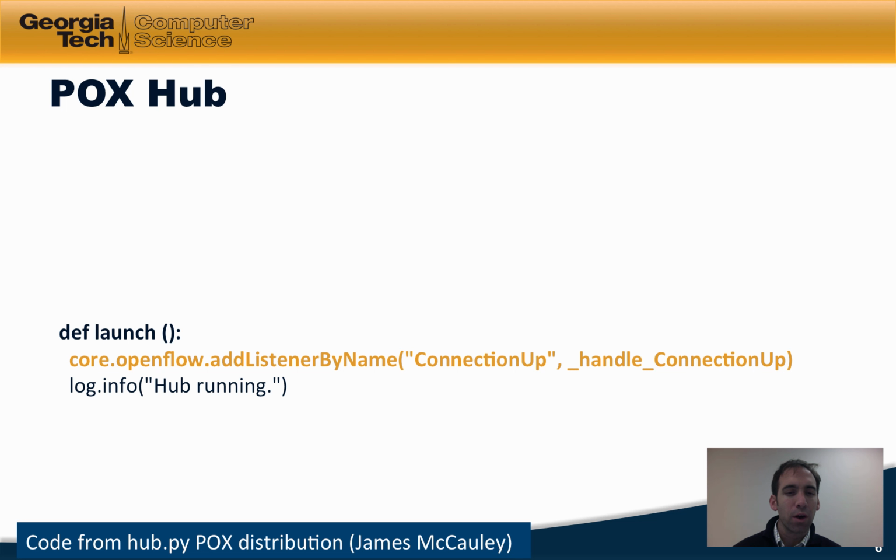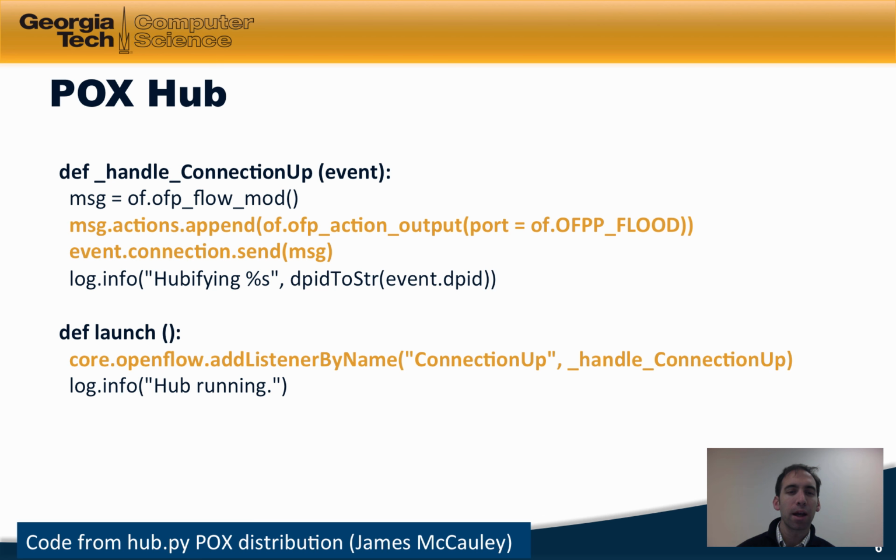Going back to the code in hub.py, we can now see what happens when the POX controller receives a connection attempt from an OpenFlow switch. What's shown here on the slide is the entire POX code for implementing a hub controller. The handle connection up method simply creates a flow modification message that we will send back to the Open vSwitch, telling the switch to modify its flow table entries. So we first create the message, and in that message we append a specific action, which simply is to send the packet on all of the output ports. Once we've created that OpenFlow flow table modification message, we simply send that message to the switch on the connection that we have from the Open vSwitch.